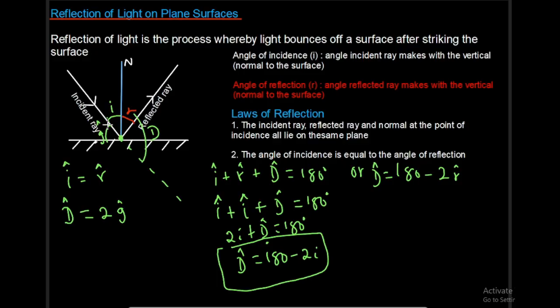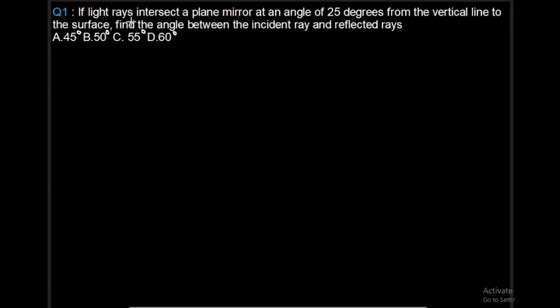Now let's try out some questions and see the applications of these equations. This question says, if light rays intersect a plane mirror at an angle of 25 degrees from the vertical to the surface, find the angle between the incident ray and reflected ray. This is a very easy question. Let's try to sketch the diagram for this question.